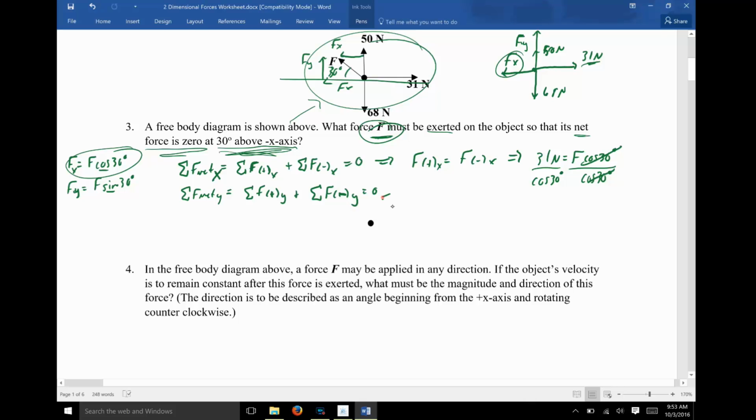So let's say you wanted to try to use the y-axis instead. Remember that the sum of the forces in the positive y direction must equal the sum of the forces in the negative y direction.